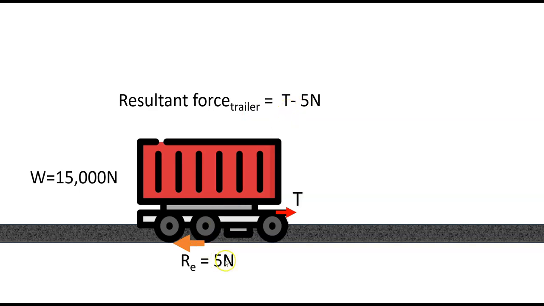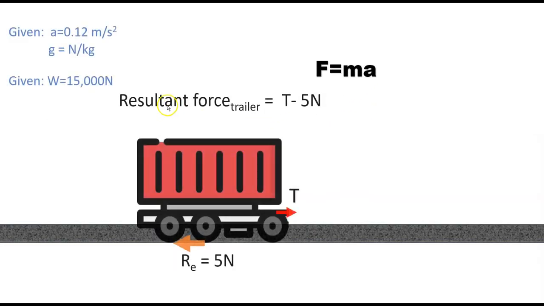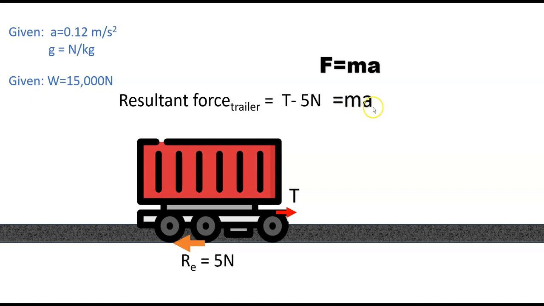But we also know that according to Newton's second law of motion, this resultant force is equal to mass times acceleration. What this means is that this resultant force acting on the trailer must be equal to its mass times its acceleration. We know its acceleration is 0.12 meters per square second.